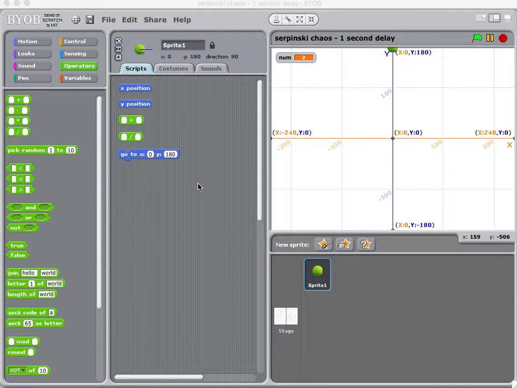I wrote a script that plays a game. This particular game is called the Chaos Game. The way it works is going to seem a little tricky at first, but you begin with an imaginary triangle on the screen.